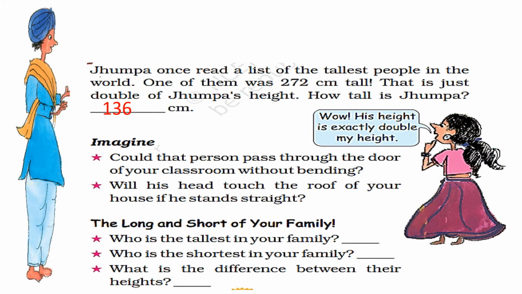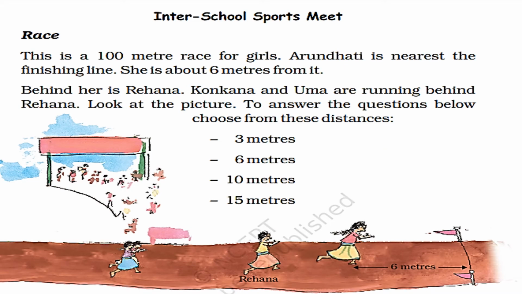Who is the tallest in your family? Write down the height of that person. Who is the shortest in your family? Write down the height of that person also. What is the difference between their heights? So children, here you need to subtract and write down the difference.